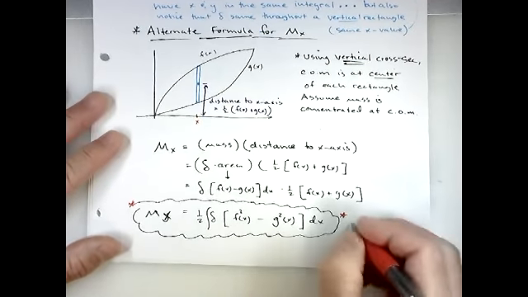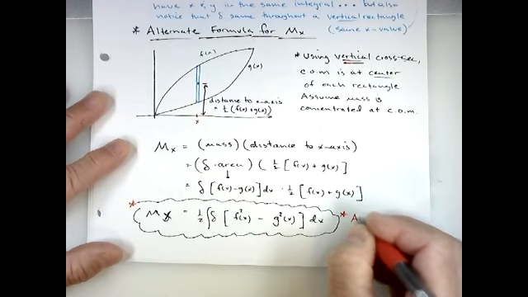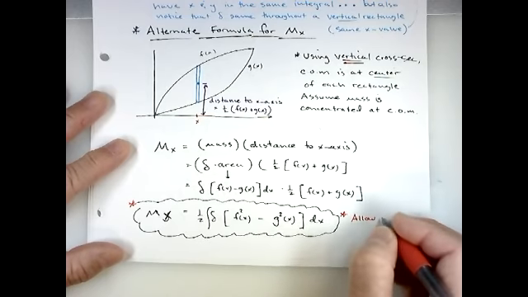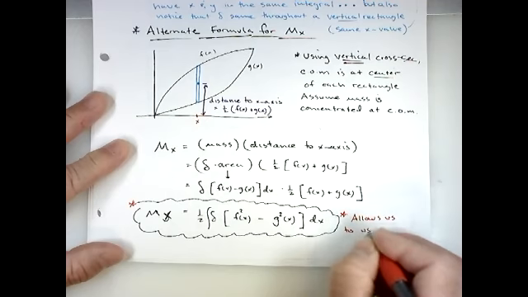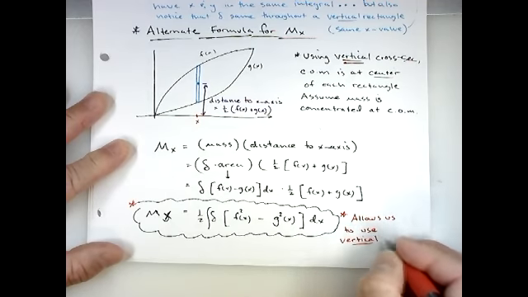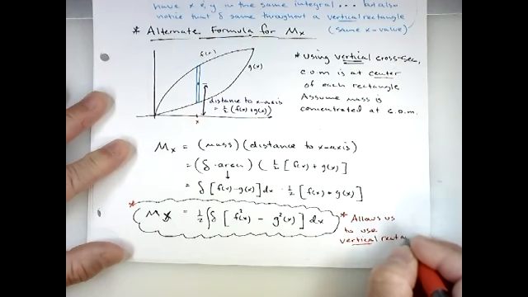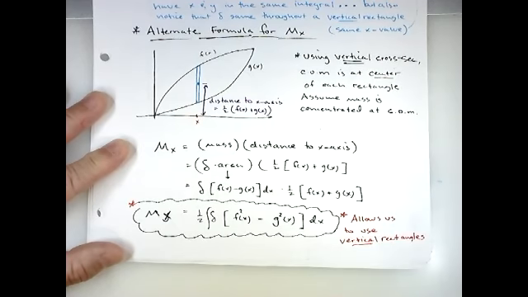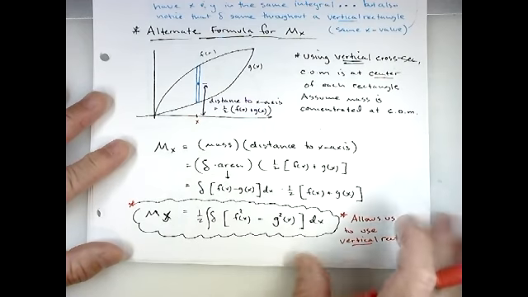And what's good about this is it allows us to keep our rectangles vertical. Allows us to use vertical rectangles. Okay. And that means we can do it for all three, for the mass, for moment about the y-axis, and for moment about the x-axis. We can stick with vertical rectangles.